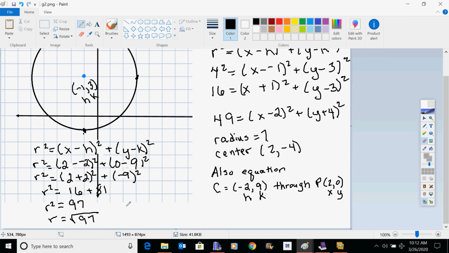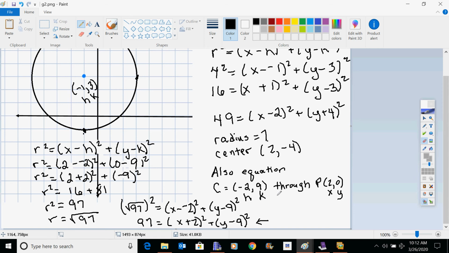So I'm now going to put in square root of 97 squared equals x minus negative 2 squared plus y minus 9 squared. So I end up with 97 equals x plus 2 squared plus y minus 9 squared. So that would be my answer if it asks you to write an equation for that.